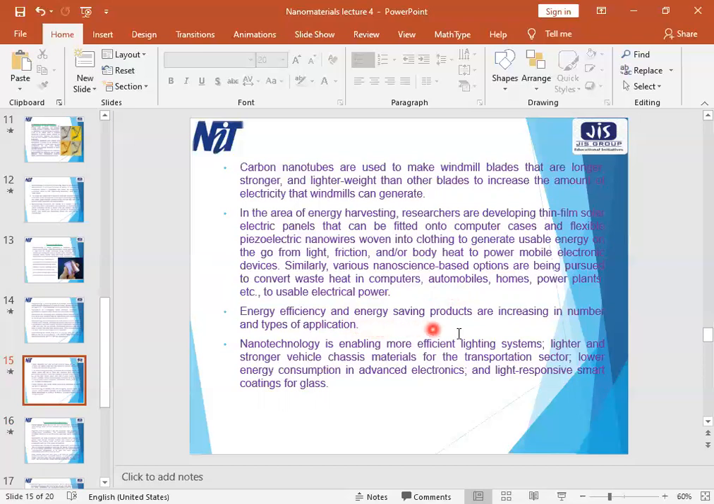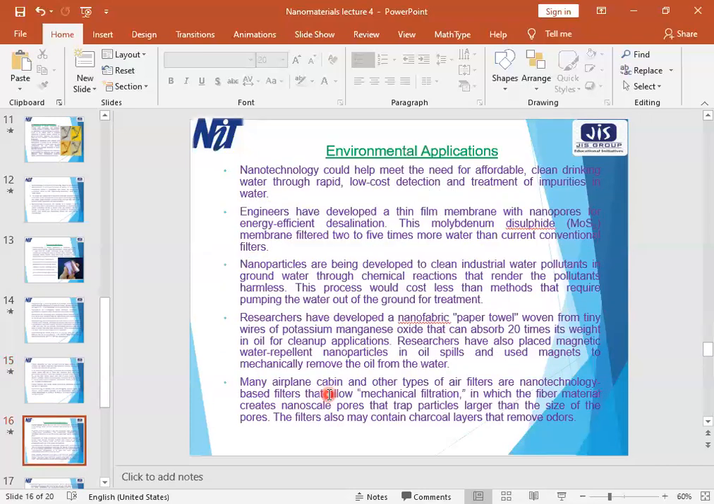Energy efficiency and energy saving products are increasing in number and types of applications. Nanotechnology is enabling more efficient lighting systems, and lighter and stronger vehicle chassis materials for the transportation sector. In the transportation sector, we require stronger materials, and those can be made using nanotechnology. And nanotechnologists are trying to build up environmental applications. This we require.